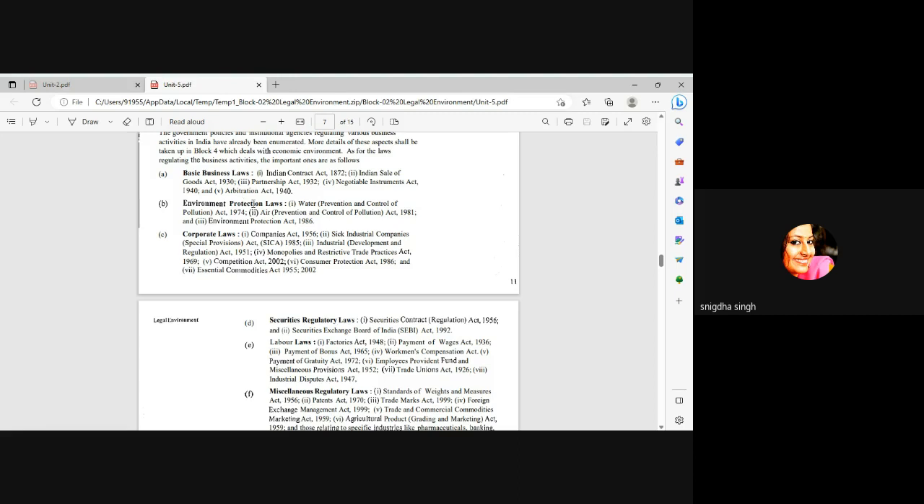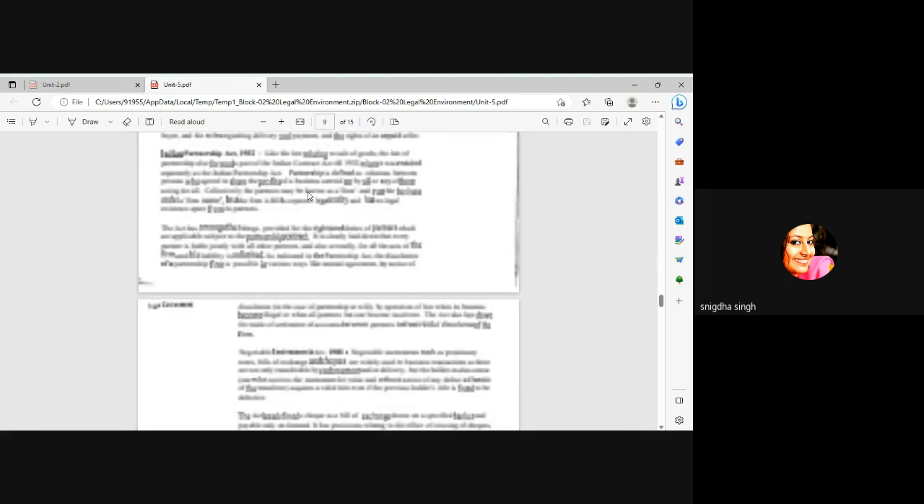The Arbitration Act 1940 deals with the settlement of disputes. In case there is any dispute between the business and its supplier, between the business and the customers, between the management and the labor, all those will be dealt with under the Arbitration Act 1940.